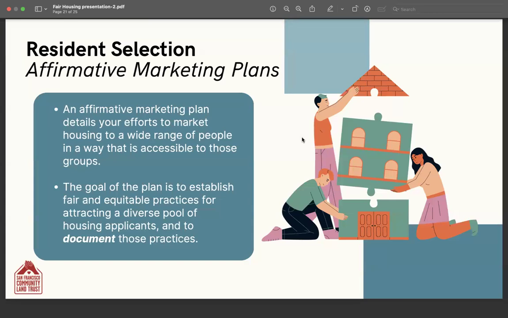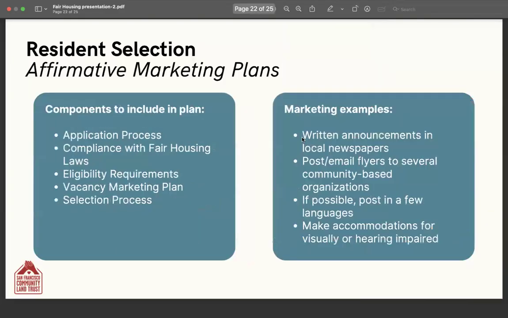And there are some local jurisdictions that just require this. If you have an affordable housing development that they helped fund, they're going to ask you for one of these. But I do suggest, even if you're not asked for one of these, to set one up. It's helpful, and I'll go over what is often in these marketing plans in the next slide. So, components to include in a plan.